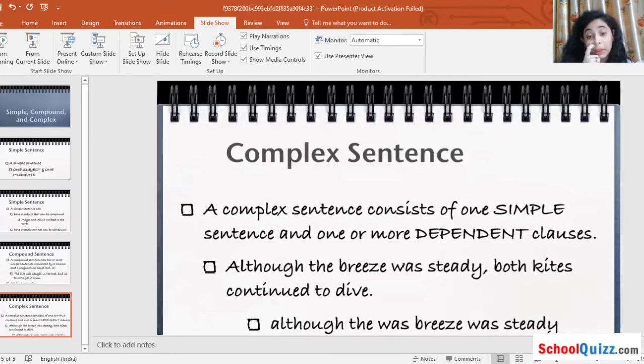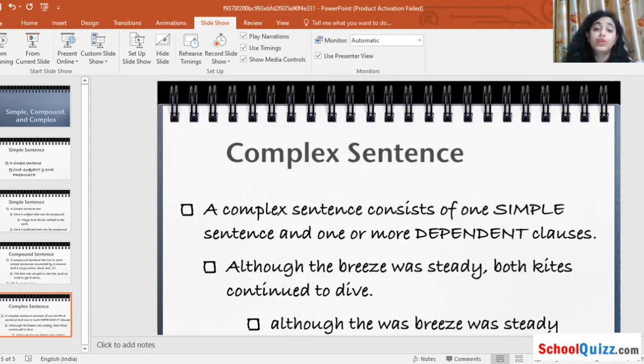So a complex sentence consists of one simple sentence and one or more dependent clauses. A dependent clause can be a subordinate clause or an adjective clause, meaning one is the main clause. The second clause depends on what words and what verbs they have. So that is called a dependent clause.